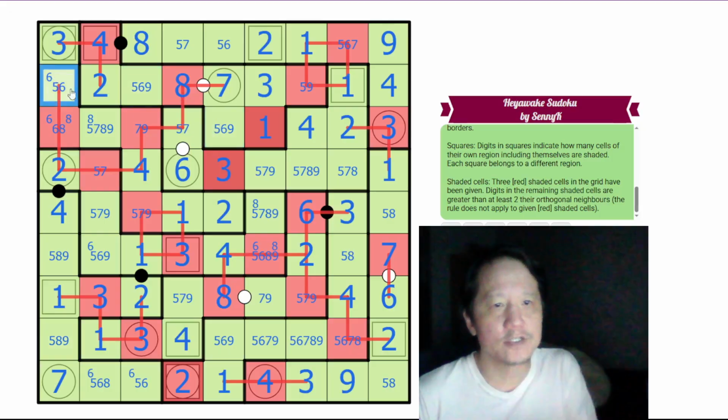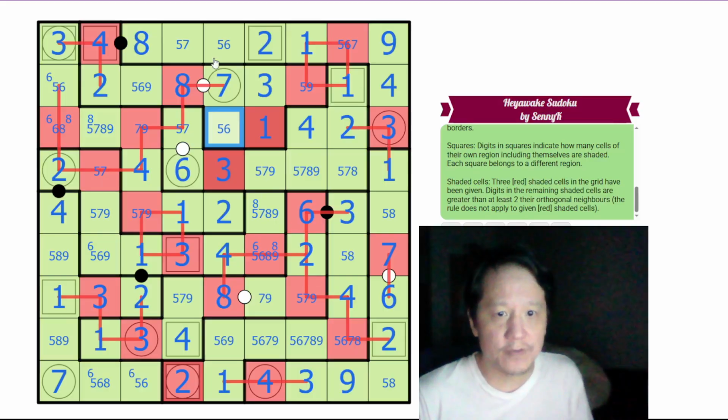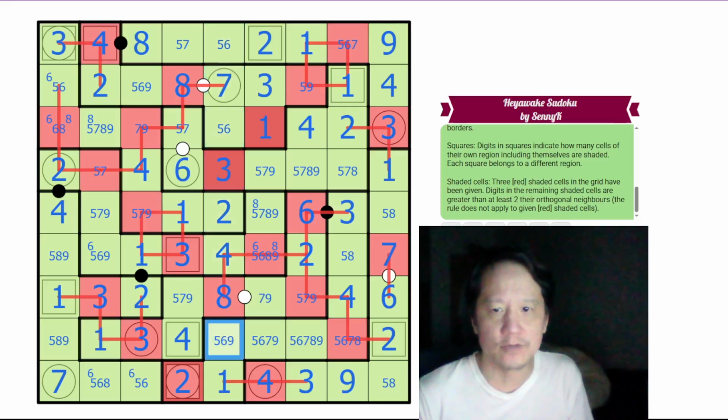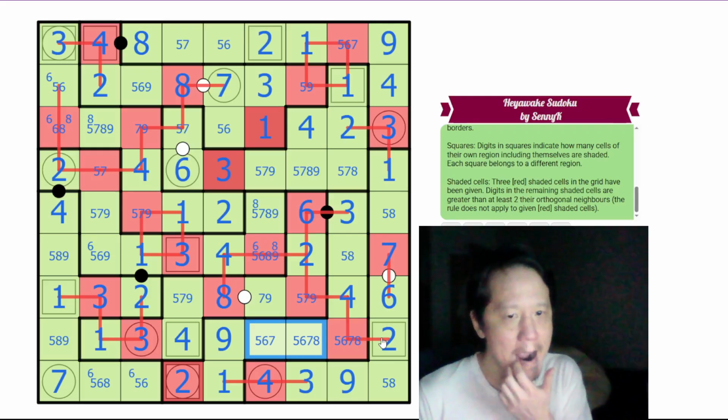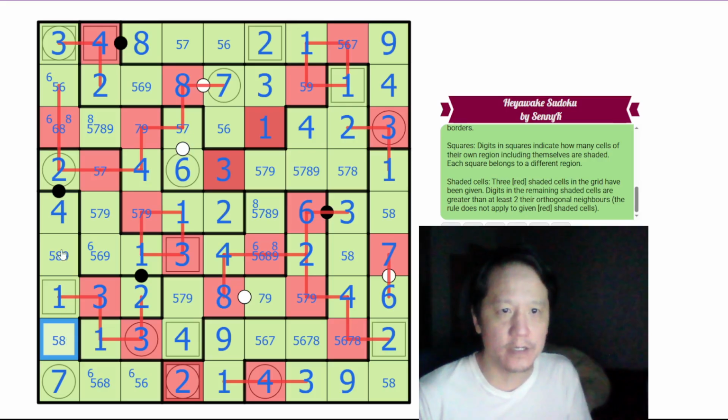So this matches that cell there. Cannot be 9. So it's a 5-6 pair, which eliminates 5, 6 in the rest of the column. So this can't be 5 or 6. It's 9 there, which eliminates 9 in the rest of the box. Our region. Also, 9 eliminates 9 here.